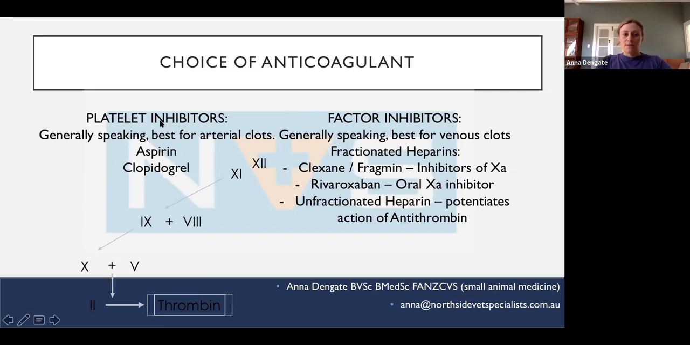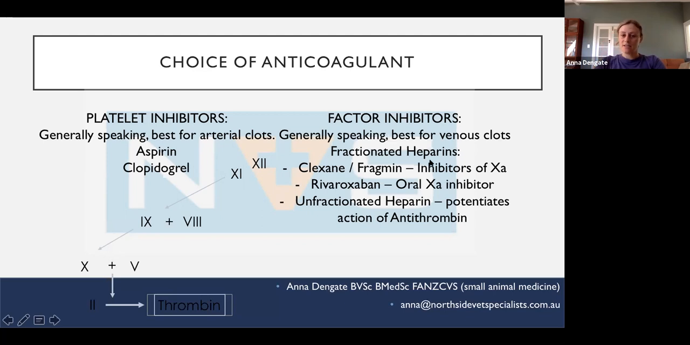So generally speaking, we've got a choice of anticoagulants. They're either platelet inhibitors or factor inhibitors. Generally speaking, the platelet inhibitors are best for arterial clots, and the factor inhibitors are best for venous clots. There's so much overlap that it's not clear cut, but that's just the general thinking in the human world. Generally, as far as platelet inhibitors go, I'll always choose clopidogrel. I just think it's better tolerated than aspirin and has a more predictable effect.